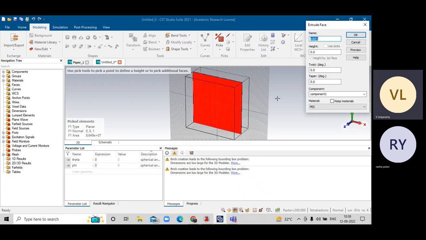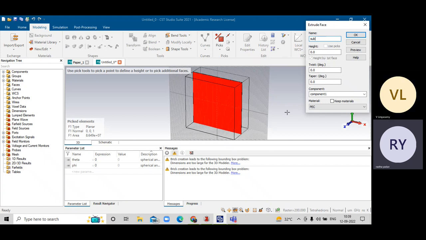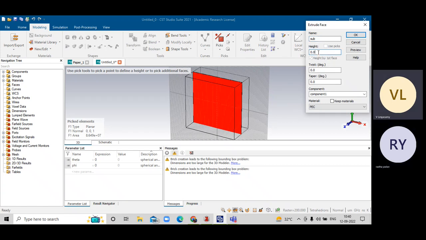Yes. Here, no substrate thickness. You can put substrate, and thickness will be 1.6, right? 1.6. Yeah, 1600. Yes. And then you can select this material as FR4.